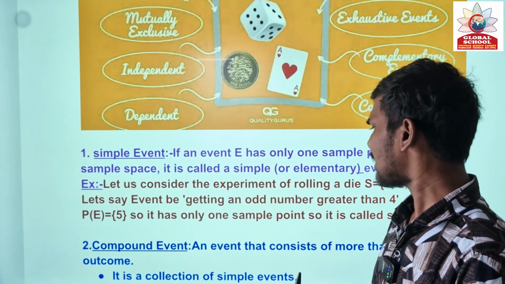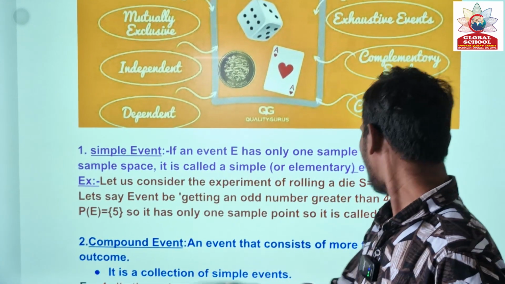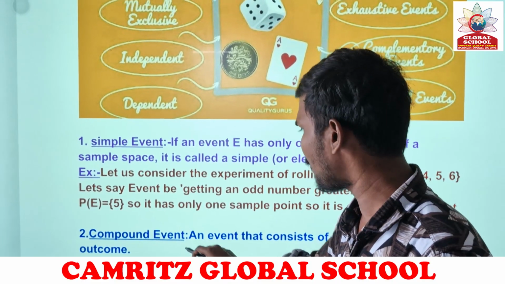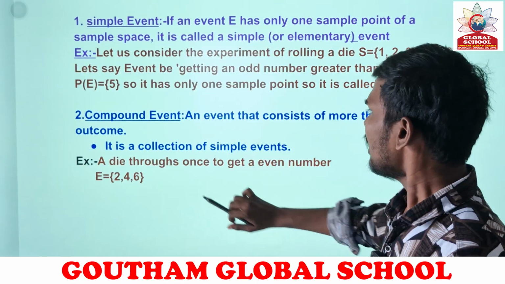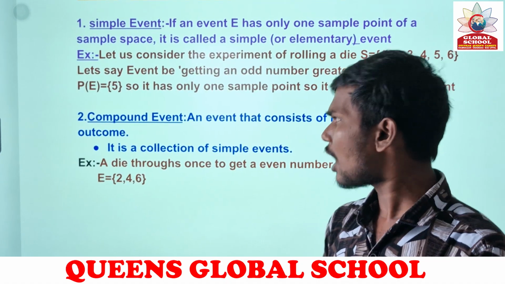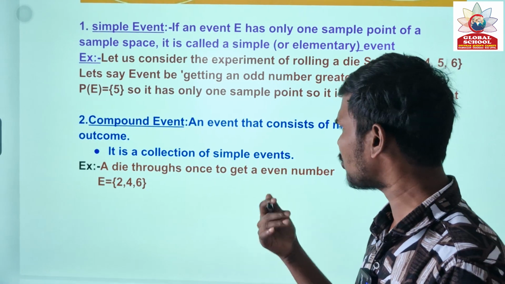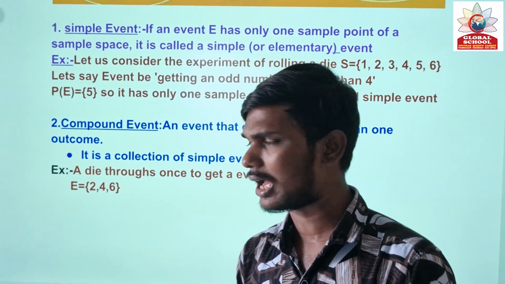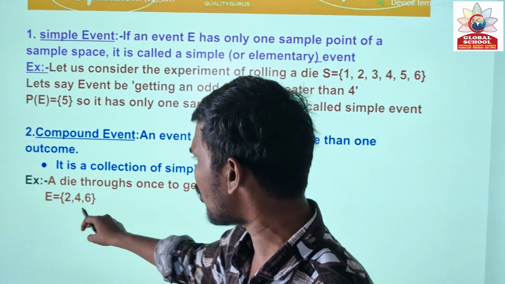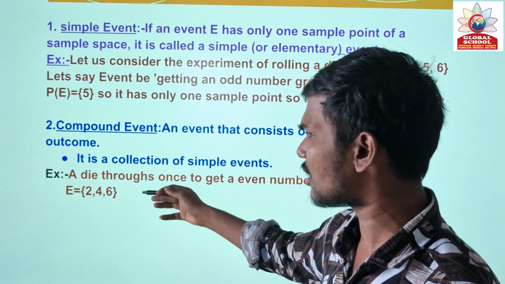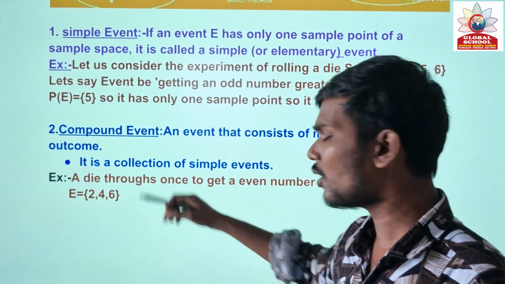A compound event means an event consisting of more than one outcome. It is a collection of simple events. If a die is thrown once, we can get an even number. Let E equal 2, 4, 6. So here we get more than one outcome, so it is a compound event.